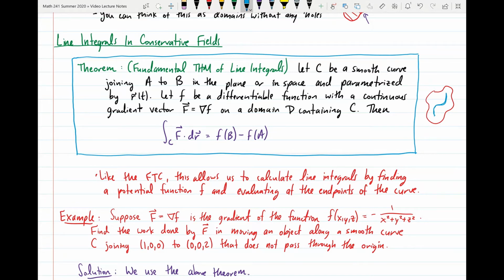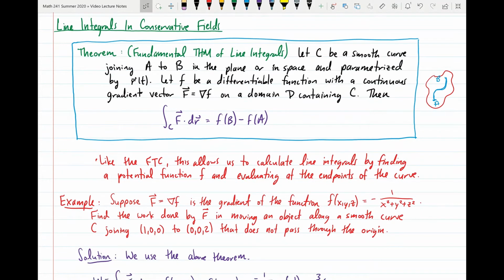And again, this red region is going to be the domain of big F, which is a vector field, and we have a curve that's parametrized running through it. We can call this point A, and we can call this point B. So if all of these preconditions are met, then the integral of the vector field F over the curve C is equal to little f at B minus little f evaluated at A.